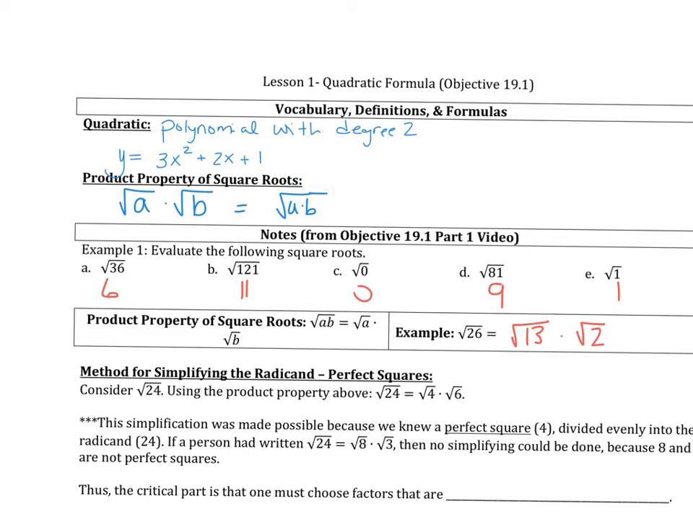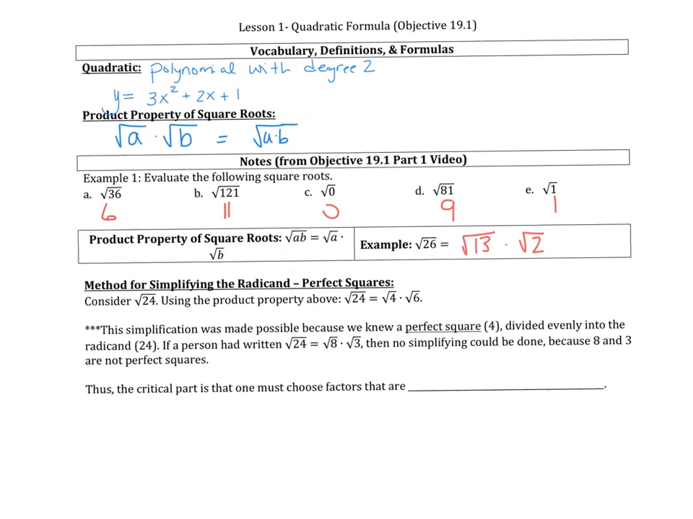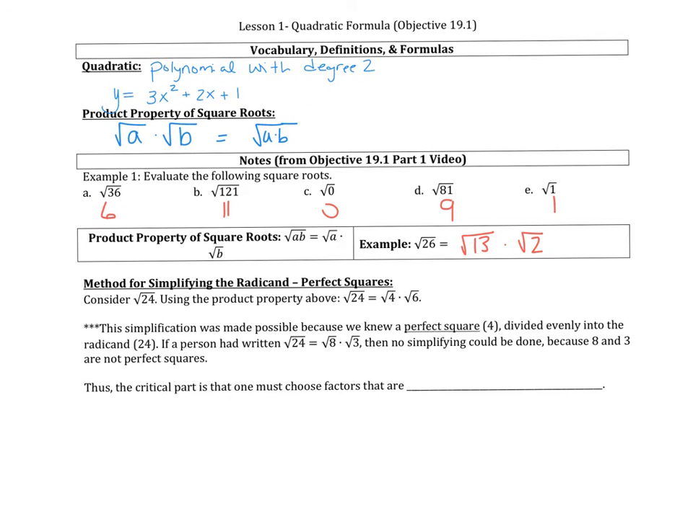All right, so let's take a look at this method for simplifying radicands. So consider the square root of 24. Using the product property above, the square root of 24 is the square root of 4 times the square root of 6. Now we break it down like that because the square root of 4 is 2. The square root of 6 cannot be reduced.